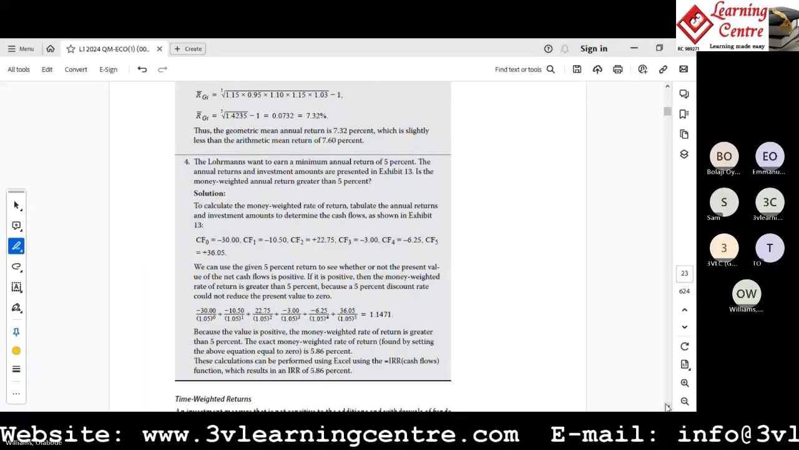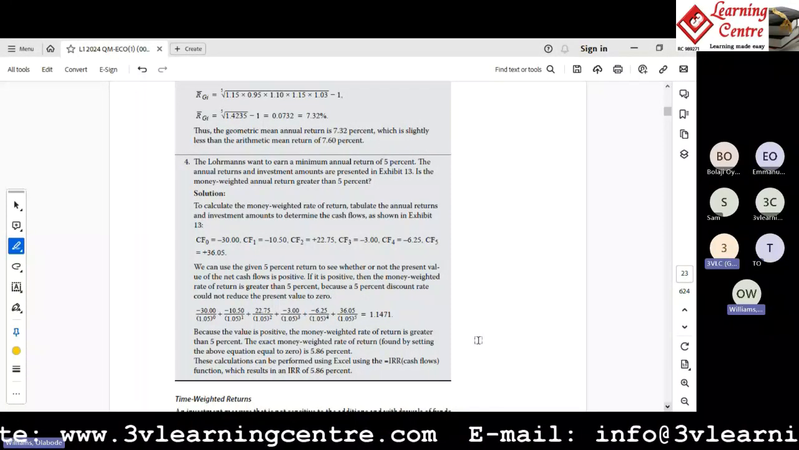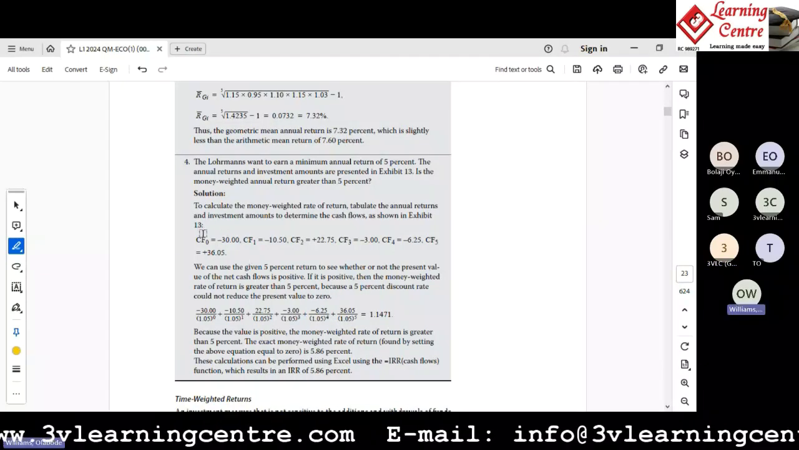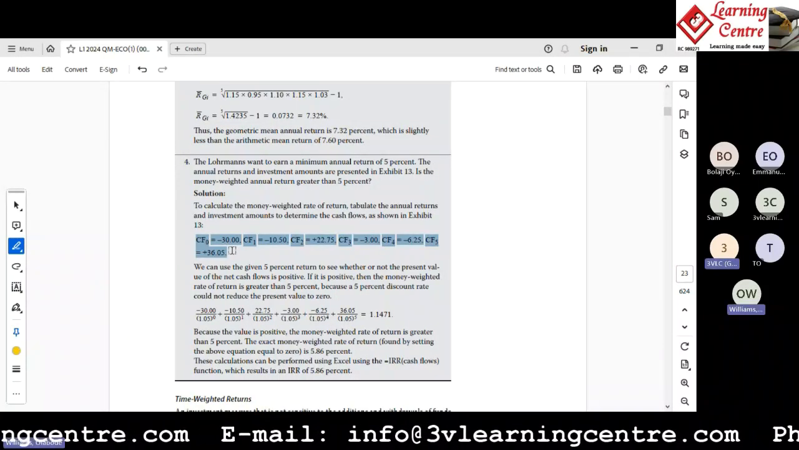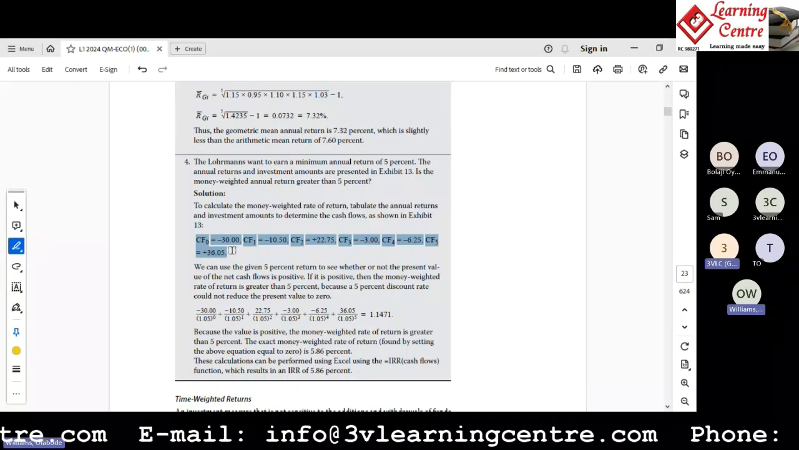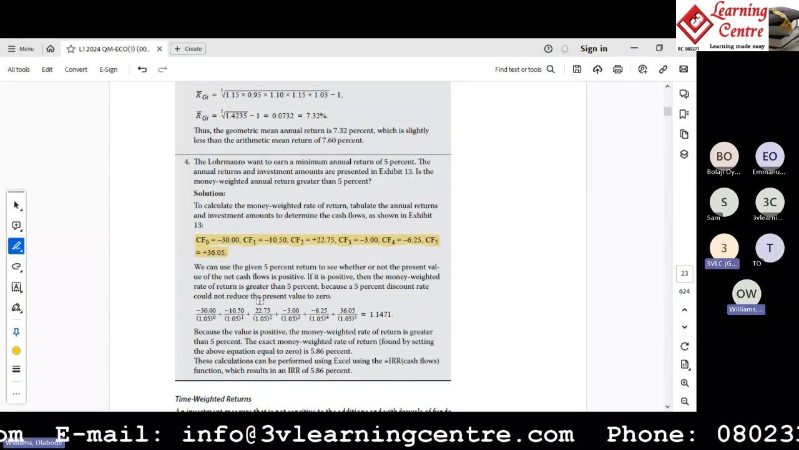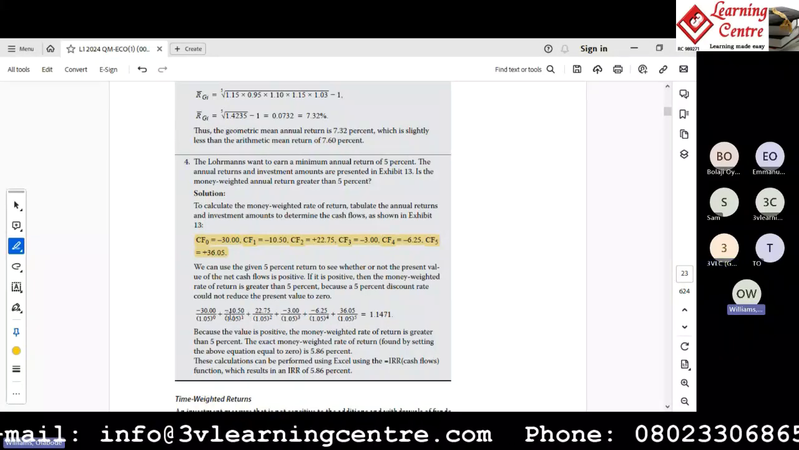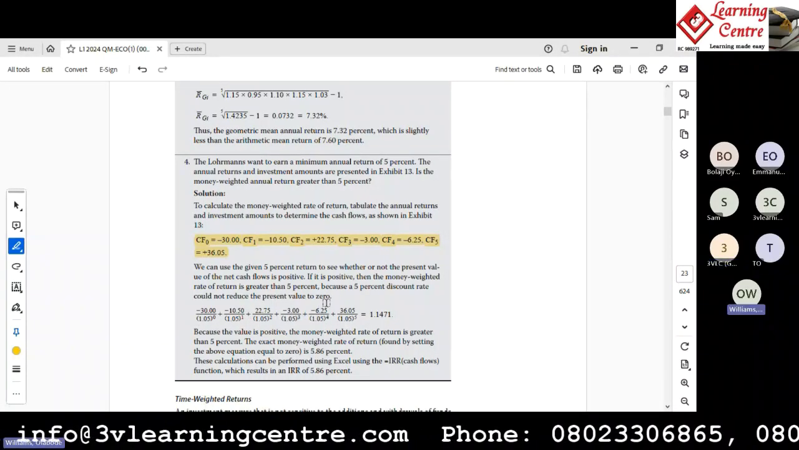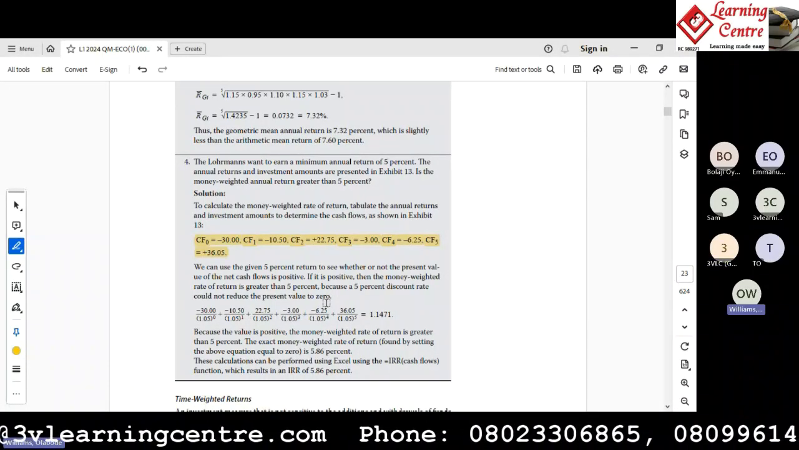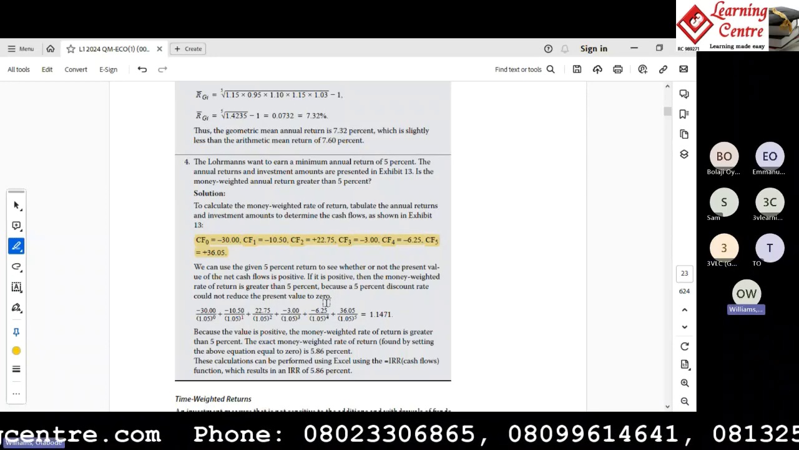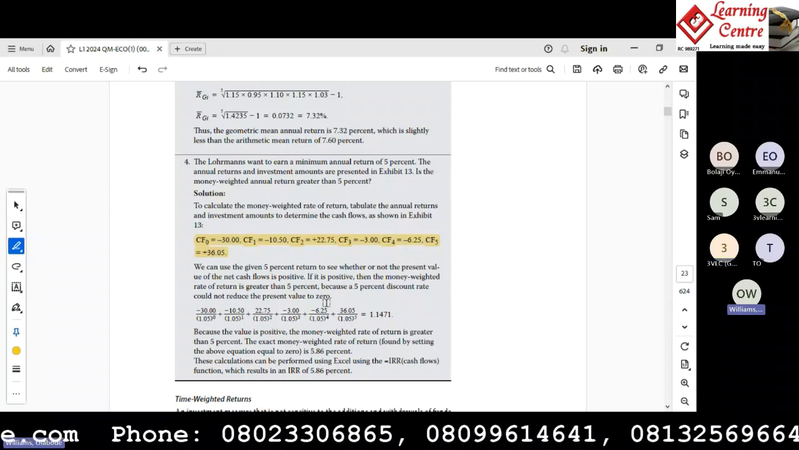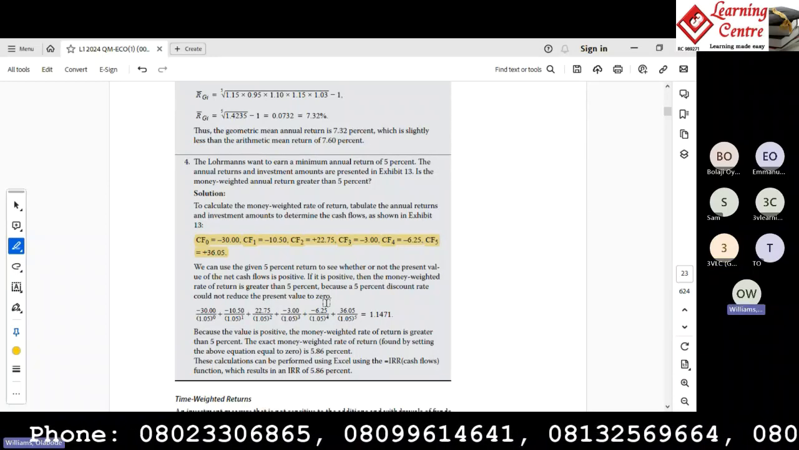Yeah, that's fine. Good. Now, once you have identified your cash flows, you can plug that into your formula and calculate what your IRR is. In this case, because you're already given an IRR to work with, the question is: is the money-weighted annual return greater than 5%? How do you know?